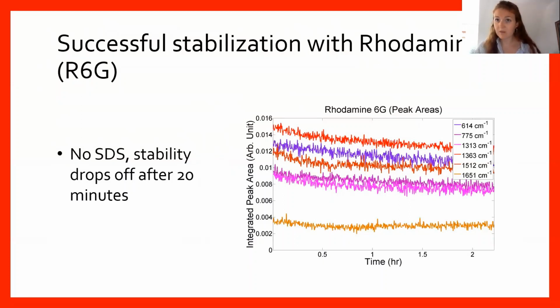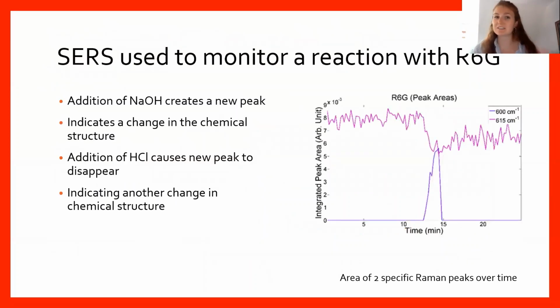But when we do add some of the SDS, we can see in this graph, which shows all the different areas of the Raman peaks, that it decreases just a little bit and then stabilizes almost completely. And so then we are able to track reactions with the stable Raman signal. We've also been able to see reactions happening with rhodamine 6G.